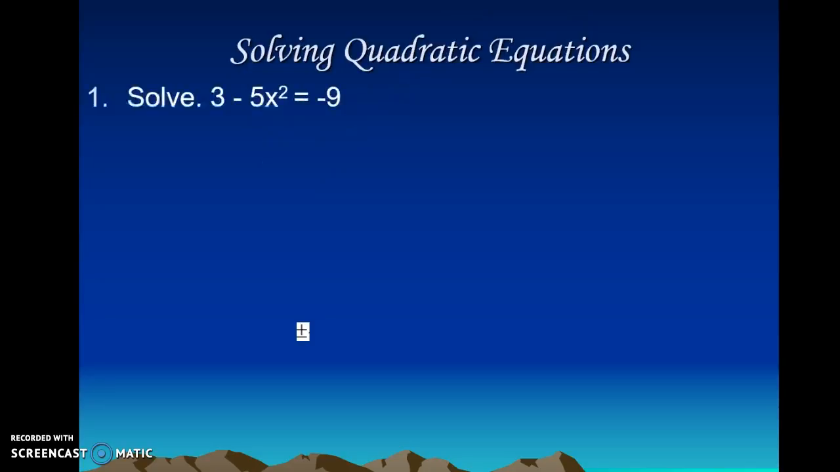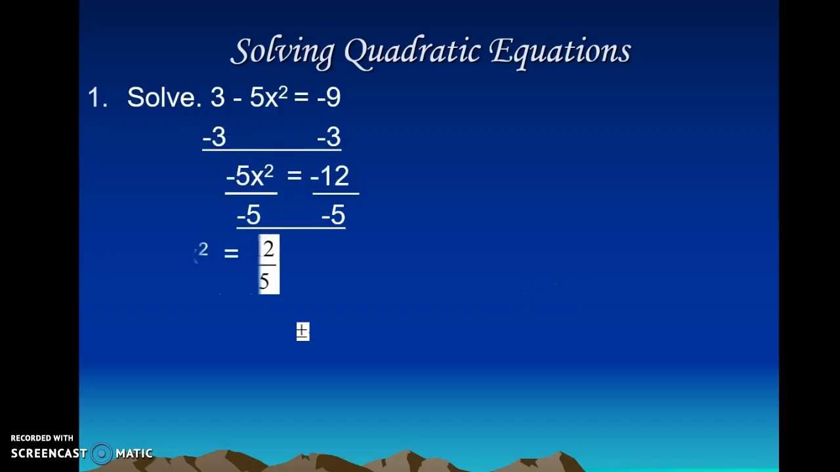Here's another example. Solve 3 minus 5x squared equals negative 9. So write that problem down. Okay, so obviously the first thing we would do, just like any other regular equation, is we would subtract 3 from both sides. And then to get the x squared by itself, we would divide by negative 5. And that gives us x squared equals 12/5.